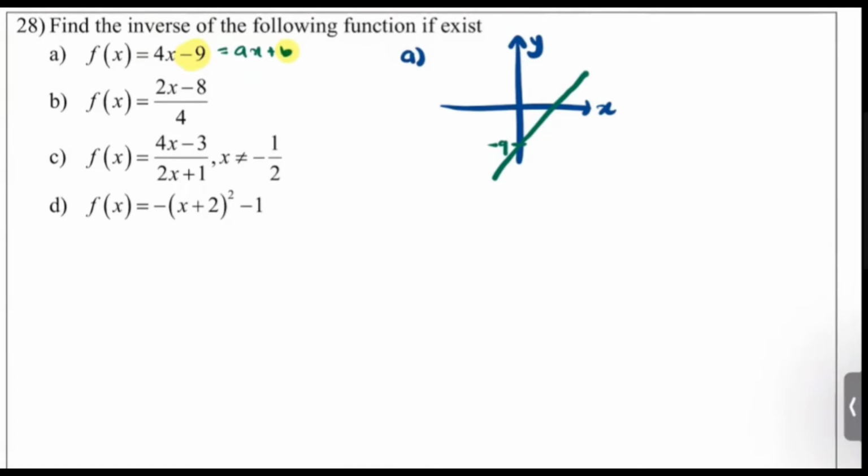Okay, so now this is x-intercept. X-intercept means y equals 0. So we have 0 equals 4x minus 9, 4x equals 9, so x equals 9 over 4. Just substitute, 9 over 4.